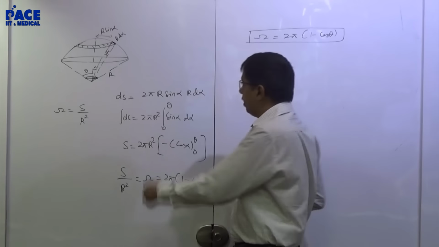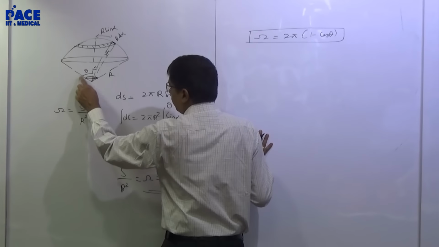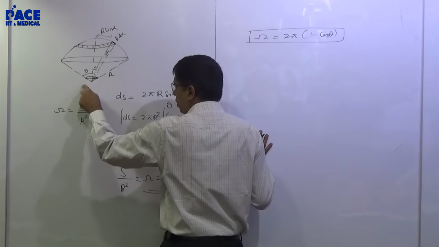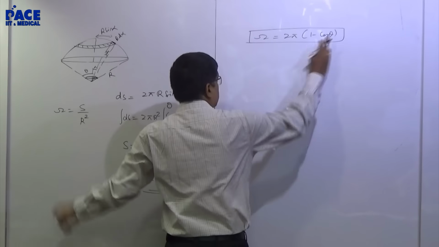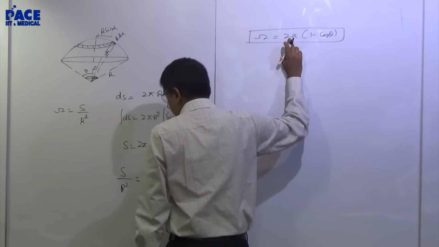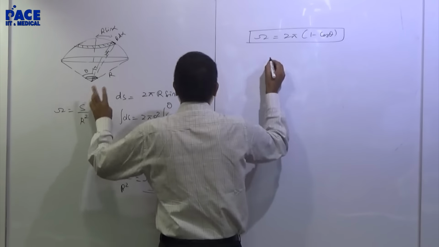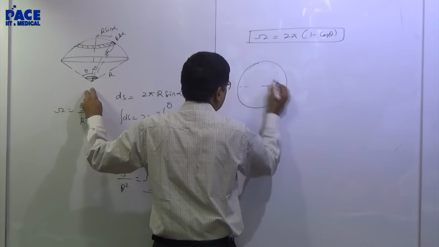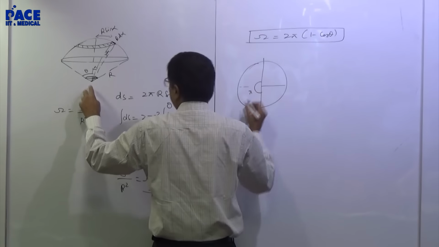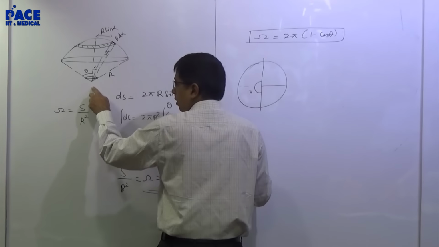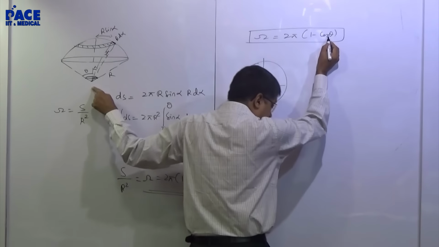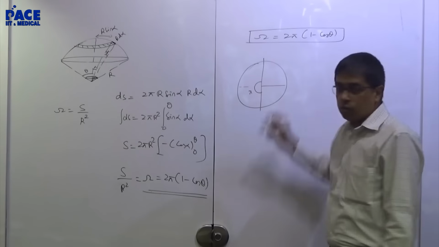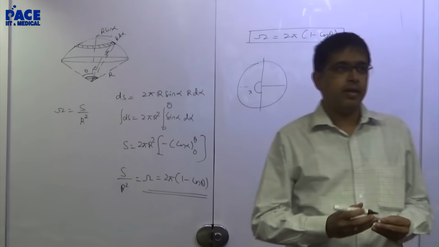Can I cross verify? For a hemisphere, theta will be pi by 2. Cos pi by 2 is 0. Solid angle subtended is 2 pi. For a complete sphere, theta will be pi. See the value of theta. Cos pi is minus 1. 1 minus of minus 1 is 2. 2 into 2 pi, 4 pi.